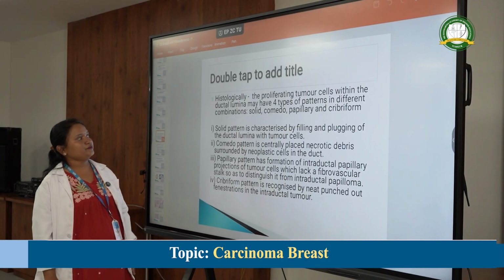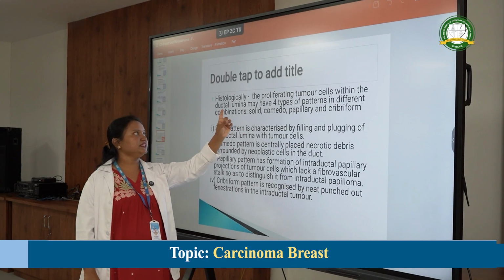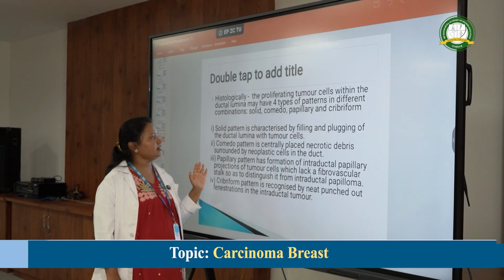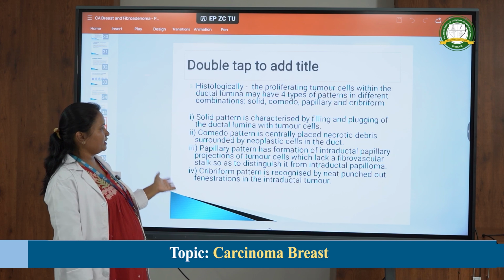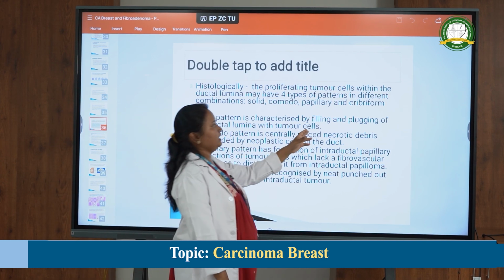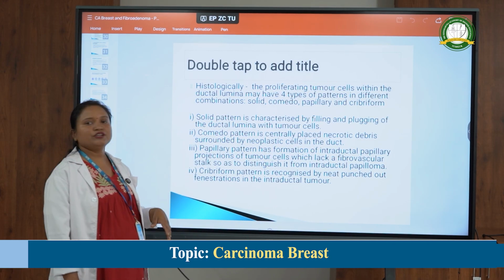So histologically, what do you see? I have shown the picture, no? The proliferation of the tumor cells within the ductal lumina may have 4 types of pattern, that is solid, comedo, papillary and cribriform. Okay. So the solid pattern, I have told, is characterized by filling and plugging of the ductal lumina by tumor cells.